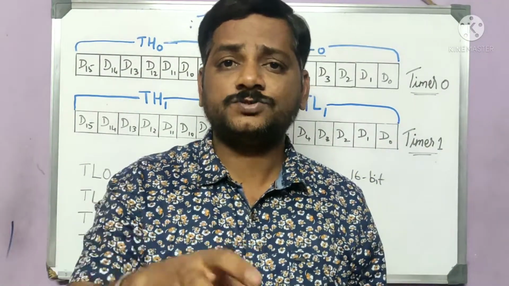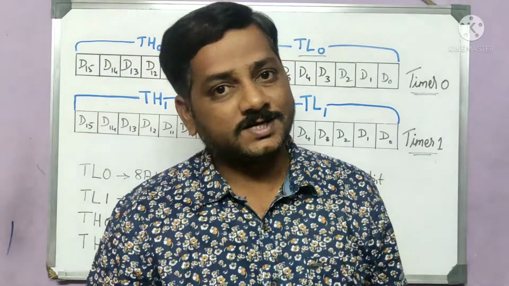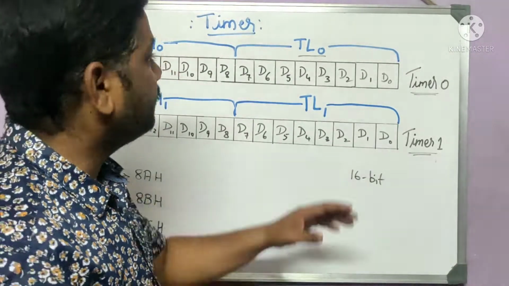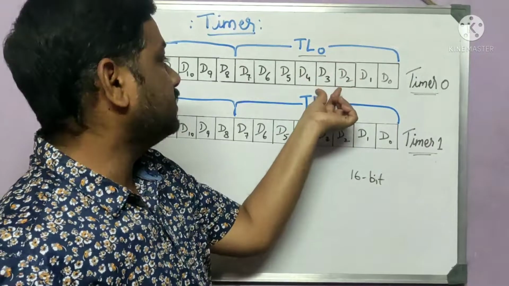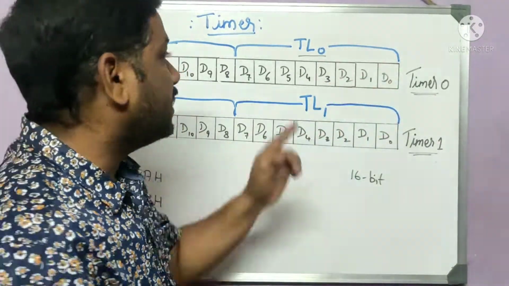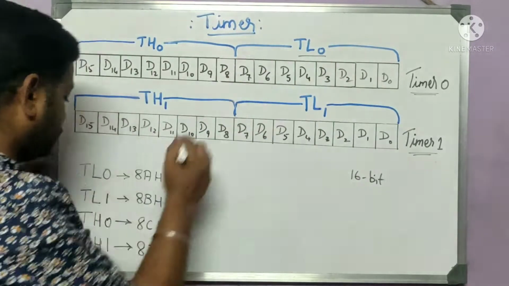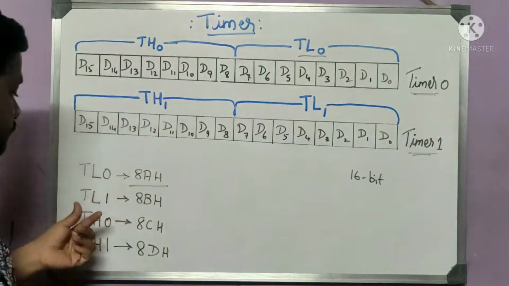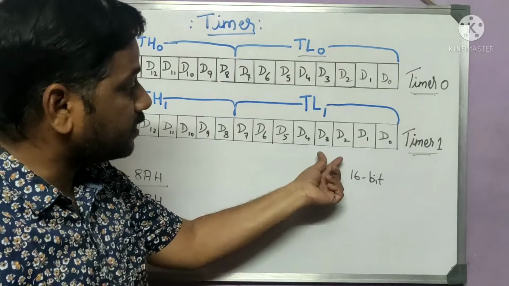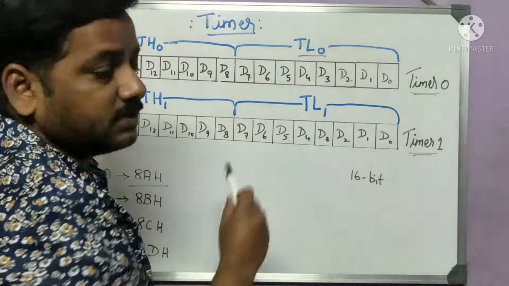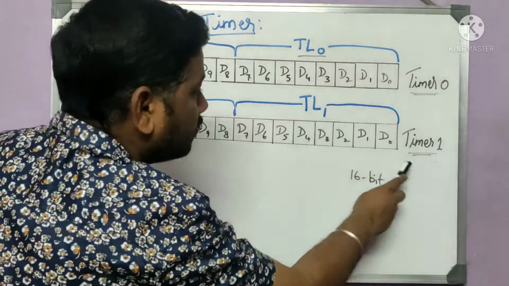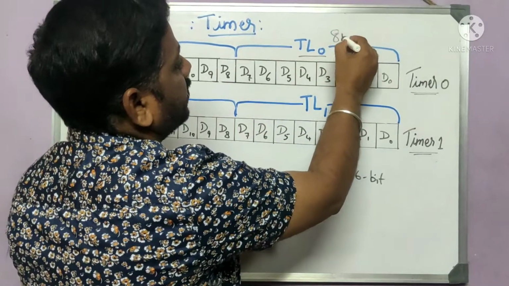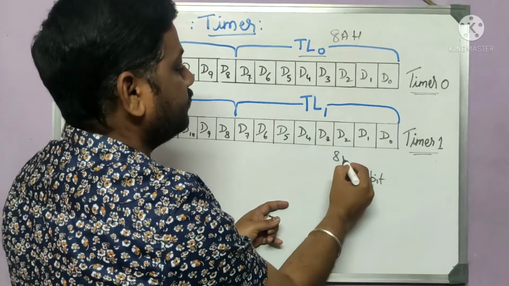Whenever we want to give an input to a timer, we need to know the address of that timer register. So here I have mentioned the addresses of each register. If you want to give any input to TL0, that is timer 0 lower byte, the address of timer 0 lower byte is 8AH, and timer 1 lower byte is 8BH.